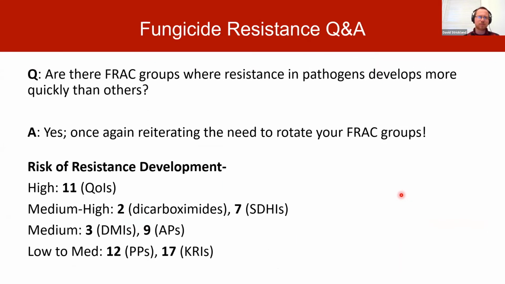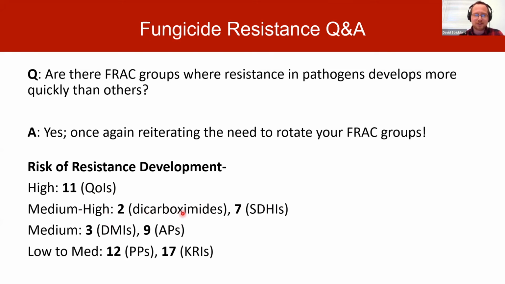Now, are there FRAC groups where resistance in pathogens develops more quickly than others? And the answer is yes. And this reiterates the need to rotate your FRAC groups. The FRAC groups with the highest resistance development, which I will say are also some of the most effective fungicides, include the QOIs, that's your FRAC group 11, the dicarboxamides and the SDHIs, 2 and 7 respectively, and then the DMIs and the APs, 3 and 9.